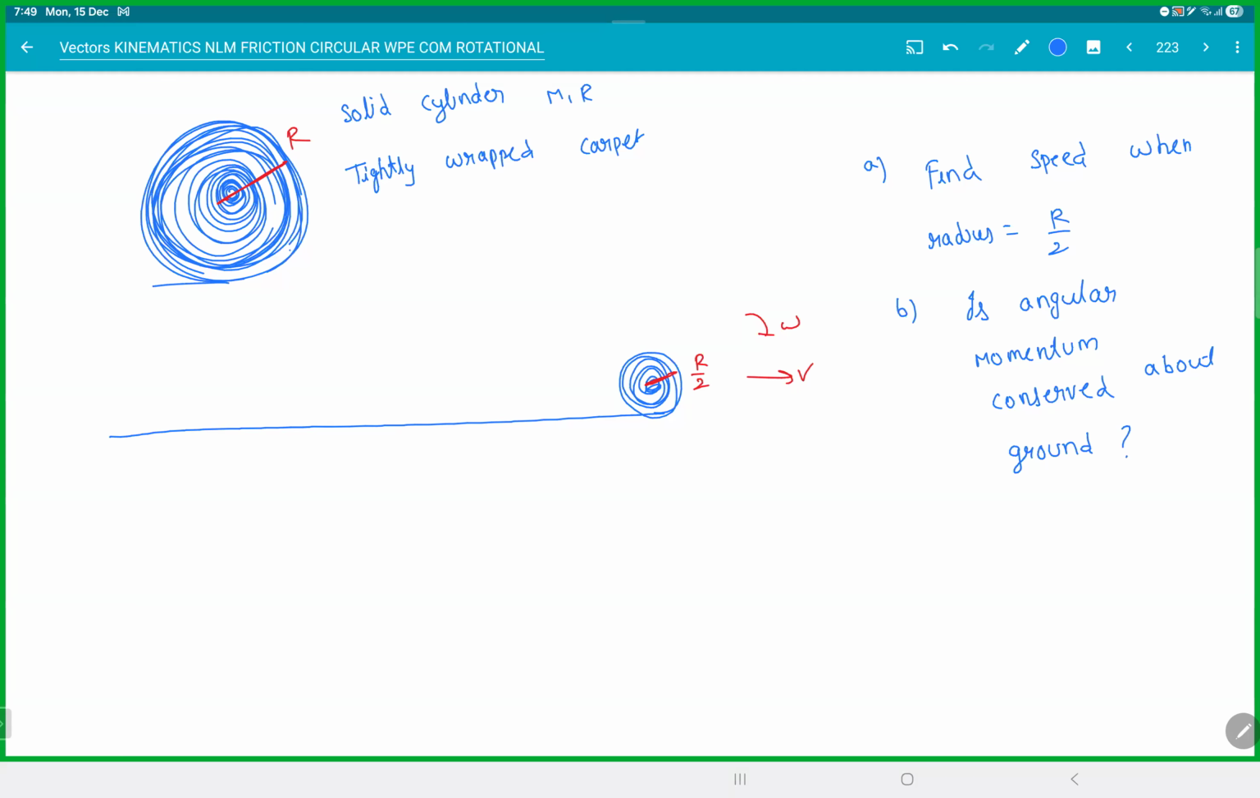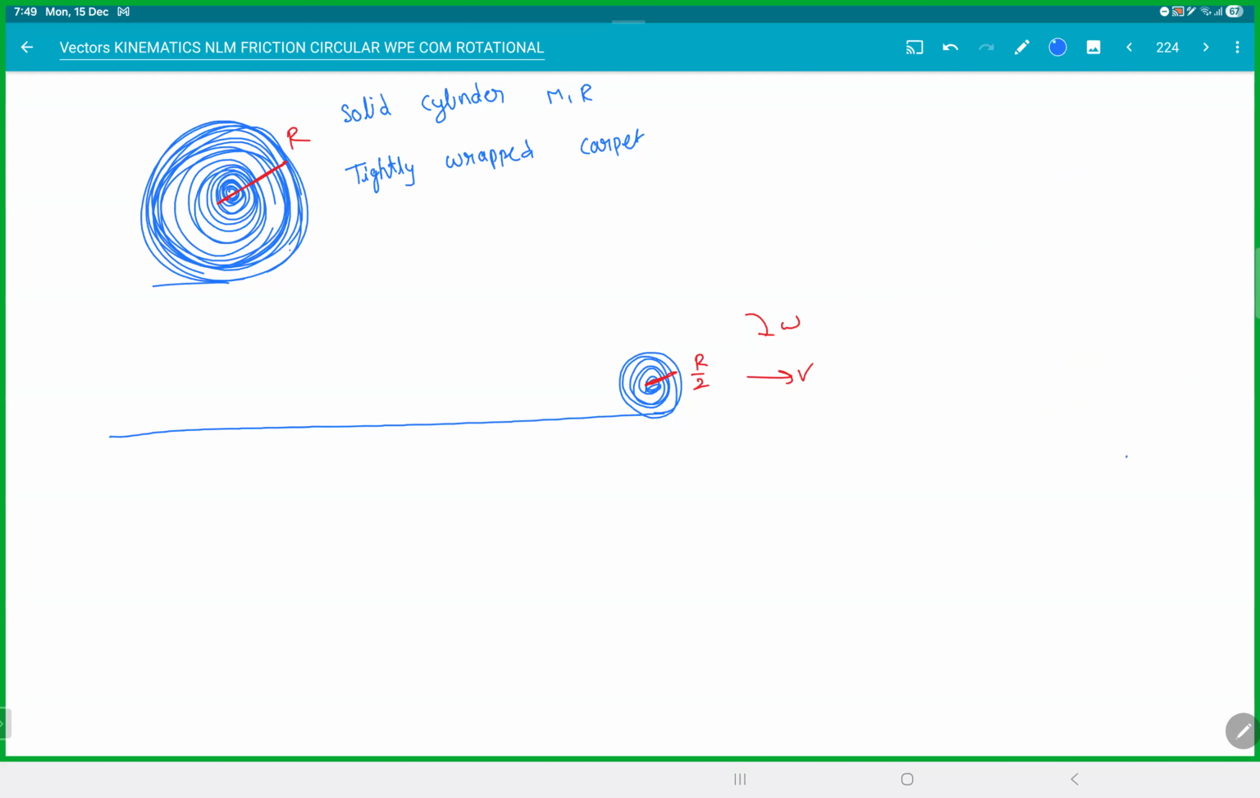Let's see the energy part. So what's happening there? Look at the center of mass. Initially, your center of mass is at R. This is the center of mass. So loss in potential energy is gain in kinetic energy. So mgR. What happens to the mass? If the radius is R by 2, mass becomes M by 4. M by 4, g R by 2.